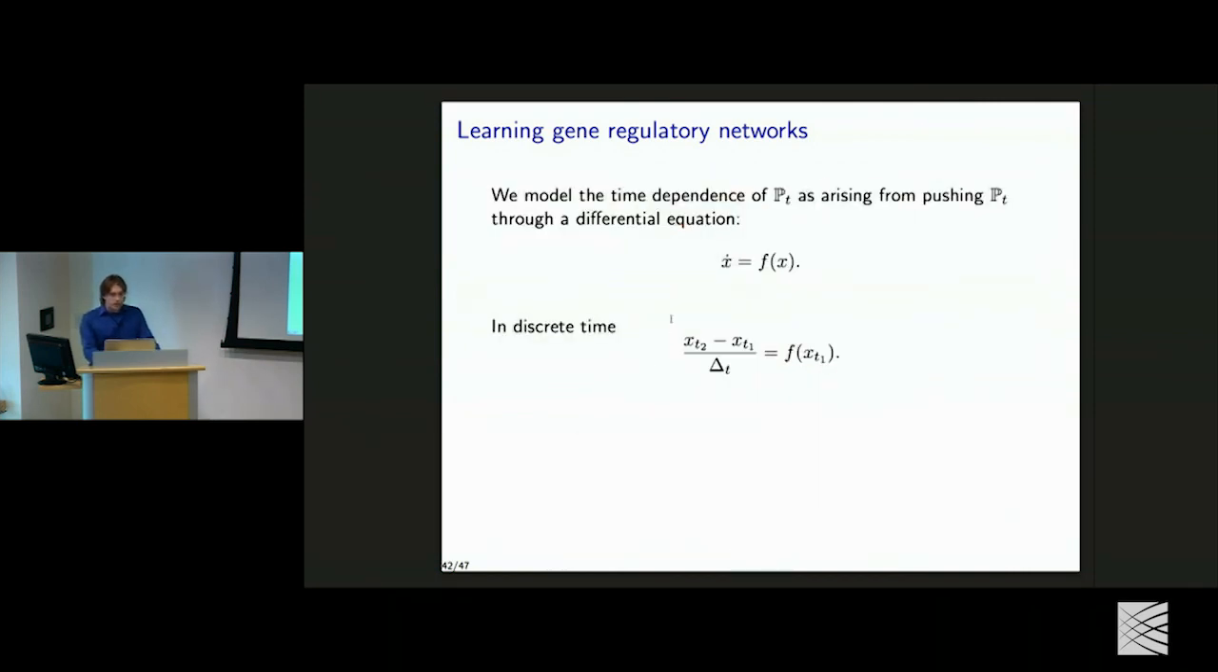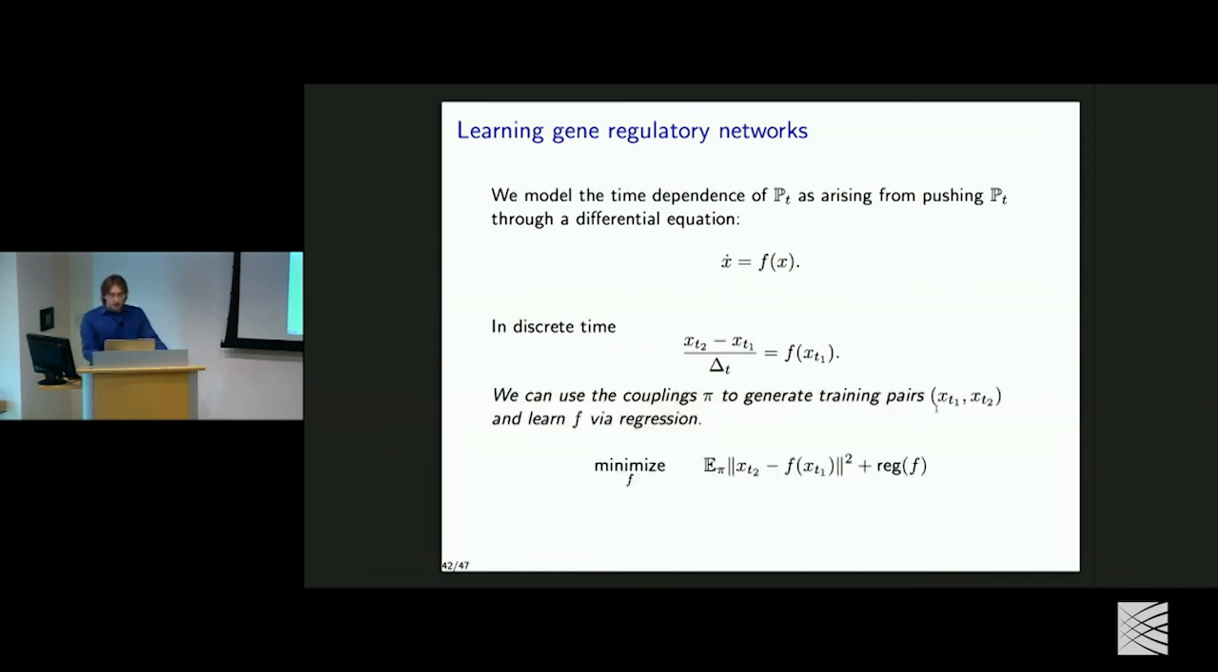So what we can do is try to learn a differential equation, x dot equals f of x, such that when we look at the pairs of points at time t1 and t2, we match the transport probabilities. We want to find a function f that specifies a differential equation such that when you push a point at time t1 through f, it matches what you would get according to the transport probabilities.